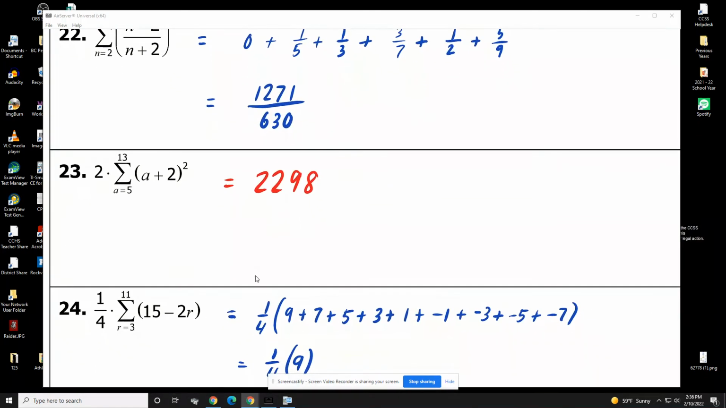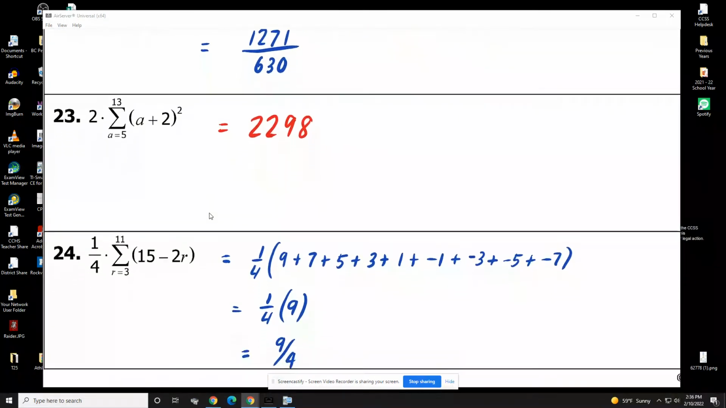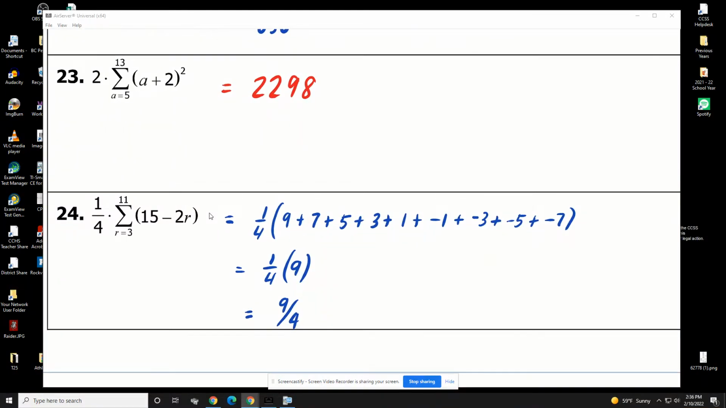Number 23, I asked you guys to do because it did have that little trick to it. So the answer for that one was 2298. And then 24, you were supposed to expand it as well. Again, I went to my calculator, got these values from term 3 all the way to term 11, and then of course plugged it in and checked it, and sure enough, 9/4 is the answer.